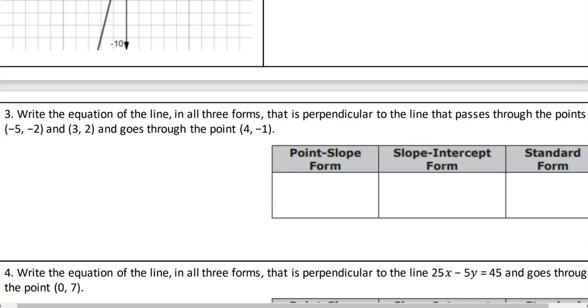So here we're going to write an equation of a line in all 3 forms that is perpendicular to a line that crosses through negative 5, negative 2, and 3, 2, and goes through the point 4, negative 1. So this is the point they want me to use. We're going to use these guys to find my slope. All right, remember we do the y's over the x's. How did negative 2 become positive 2?